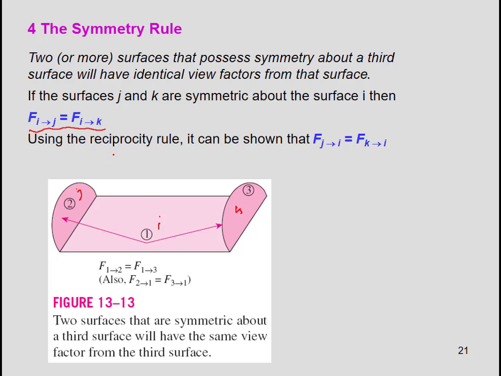And by using this reciprocity rule, in other words, by multiplying the values by their surface areas, we can simply rewrite it like this: the view factor from surface J to I is equal to the view factor from surface K to I. So for two or more surfaces that possess symmetry about a third surface, like what we have here, we'll have identical view factors from that surface equal to this one.